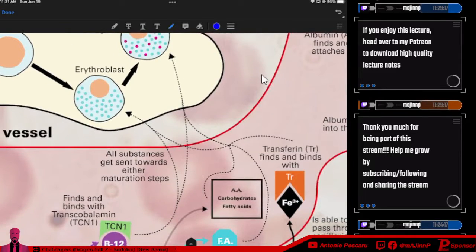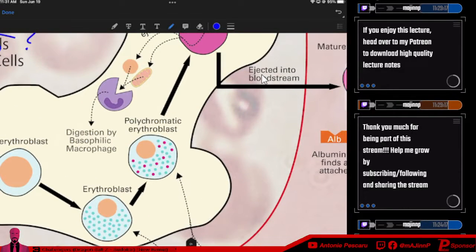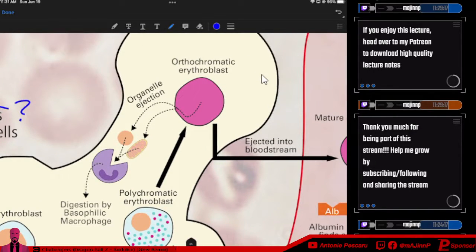Once all of these substances, your B12, your folic acid, your amino acids, and etc., your iron, all get inside of the spongy red bone marrow and mature, they help the growth of your red blood cell. Finally, it goes into an orthochromatic erythroblast. The red pigmentation starts taking over more and more space eventually, because what's happening is that you're synthesizing not only heme, but you're synthesizing globin, and together that makes hemoglobin as well.